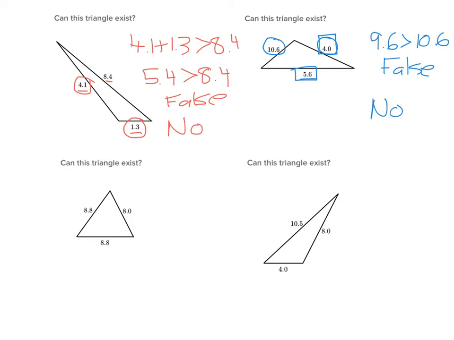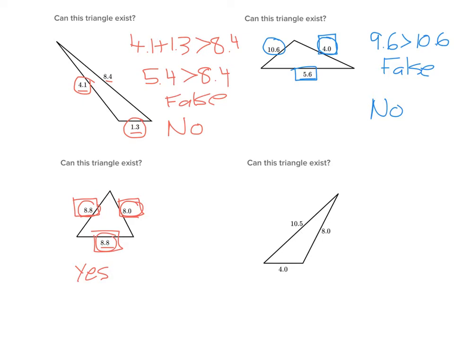My third example, I have 8.8, 8.8, and 8. So let's check these. If I add up 8.8 and 8, that gives me 16.8. That's definitely greater than this. If I add up 8.0 and 8.8, these two, I know I'm going to get greater than this. And if I add up my two 8.8s, that's definitely going to be bigger than 8.0. So in this case, all three inequalities hold. Any way I add these up, two sides will always be greater than the third side.